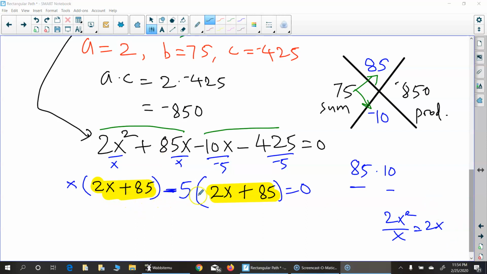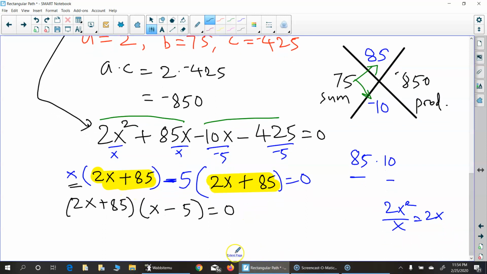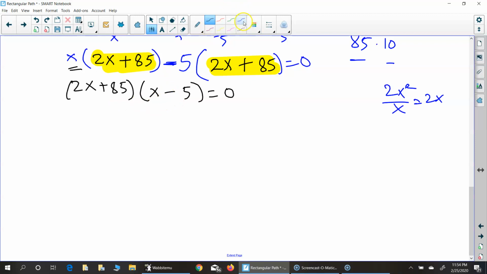Now the 2x plus 85, I can just take it out as a common factor between these two terms. So I'll write 2x plus 85, right? 2x plus 85 is the common factor between these two terms. Now from this whole thing, if you remove 2x plus 85, what is left is just x. This x comes over here. And in the second term, 2x plus 85 is taken out, leaving behind only a negative 5. On the right hand side, you have a 0. Now using the zero product property, these two factors: 2x plus 85 is equal to 0 and x minus 5 is equal to 0, right?